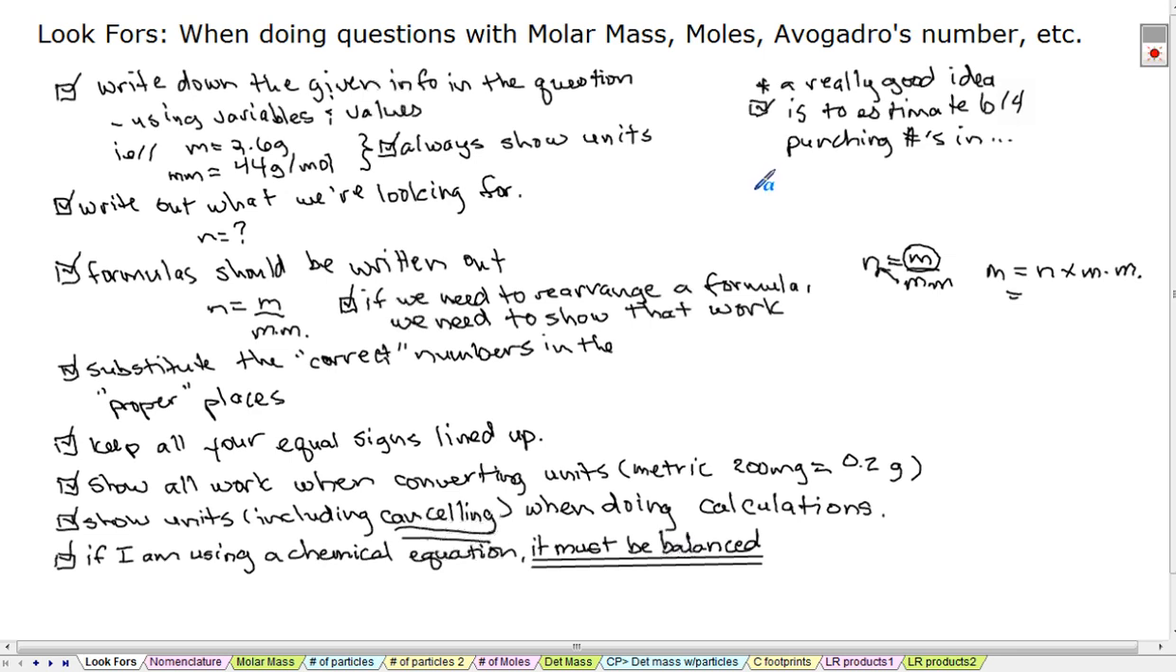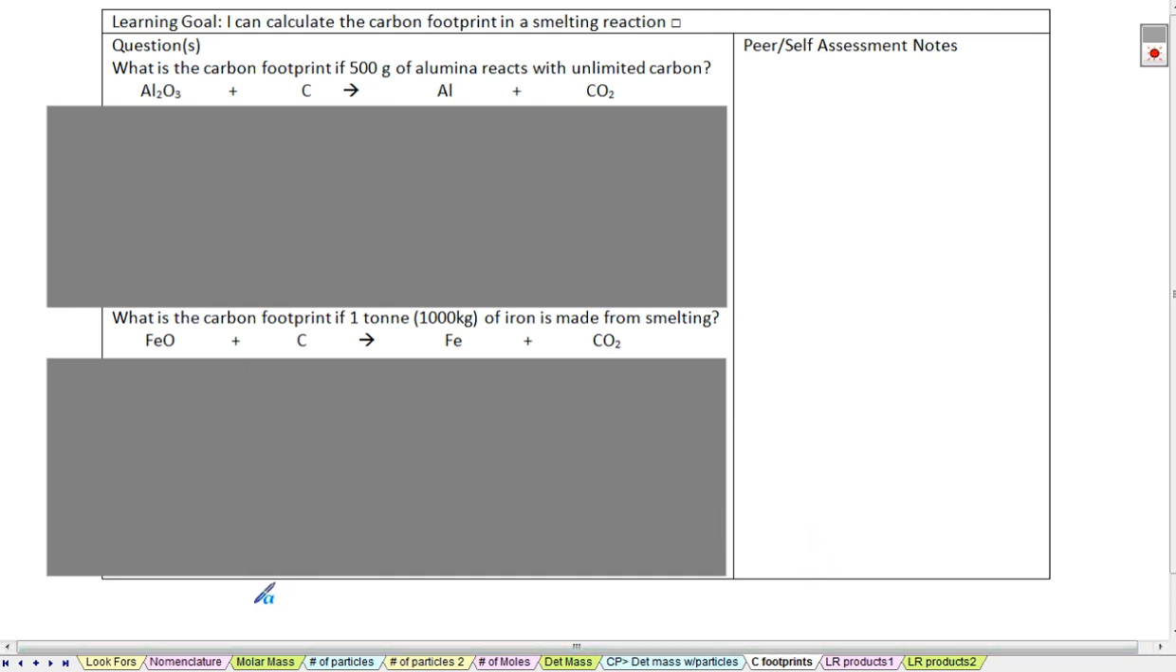So you always try and take a look at your numbers before you start crunching them and use that good number sense to make sure you have a rough idea of what the answer should generally be before you punch the numbers in. Because in a high pressure situation like a test, it's very easy to mash the wrong number by accident on the calculator. So anyways, we're going to look at calculating the carbon footprint in a smelting reaction.